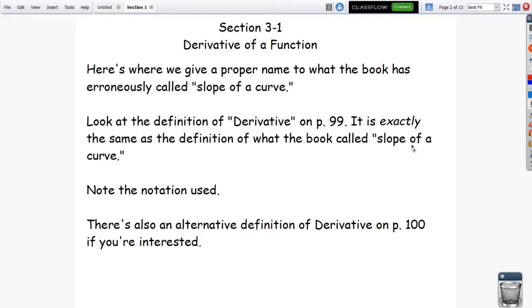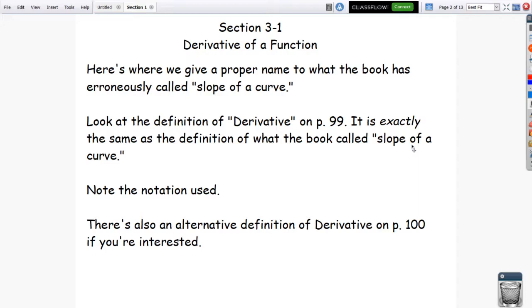So first thing that we have up here, today we are talking about section 3.1, the derivative of a function. You are going to learn what a derivative is. This is a massively huge part of calculus. You need to know how to calculate a derivative. So the derivative is actually the proper name to what the book has previously called the slope of a curve.